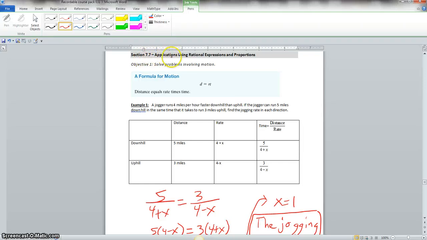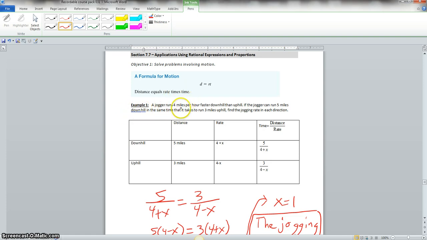Section 7.7, Applications using rational expressions and proportions. Objective 1, solve problems involving motion. A formula for motion: D is equal to RT. D stands for distance, and it equals rate times time.